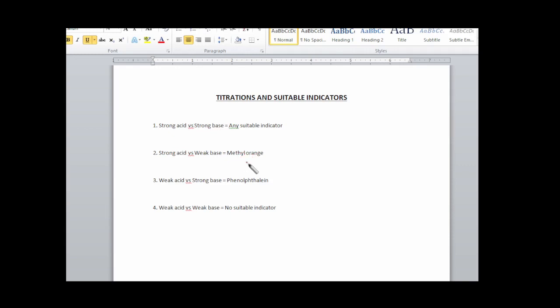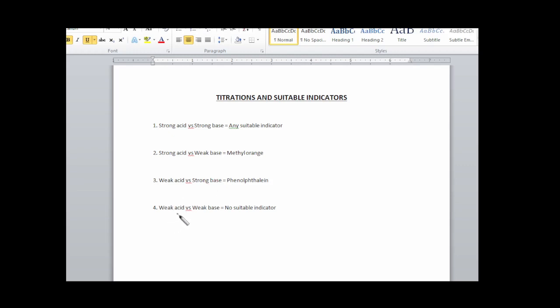The most suitable indicator for a strong acid weak base titration is methyl orange. And if you are carrying out a reaction between a weak acid and a strong base, the best indicator for that type of reaction is phenolphthalein. Phenolphthalein is most suitable for a weak acid strong base titration.